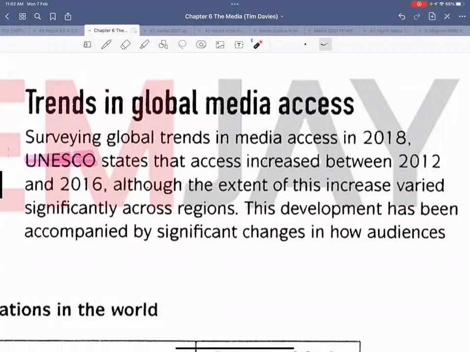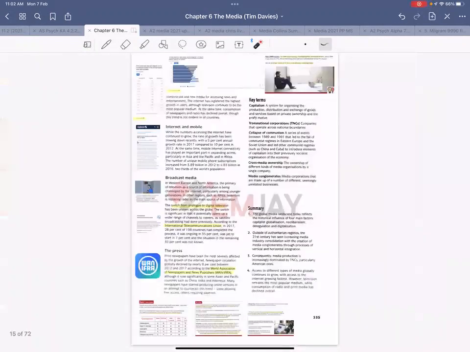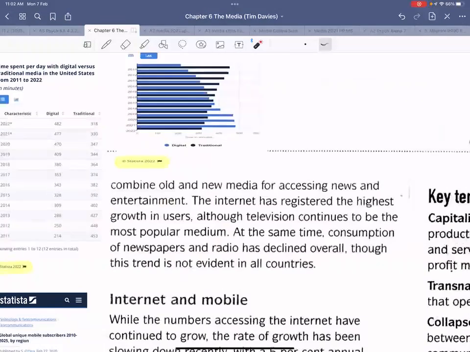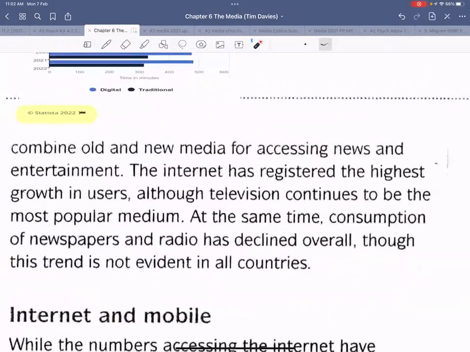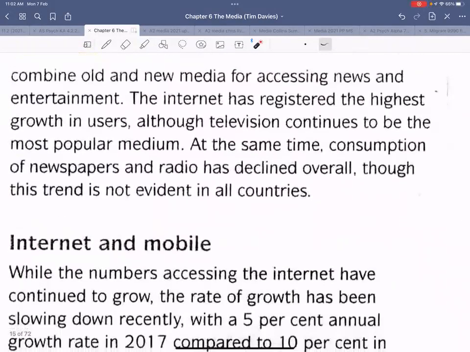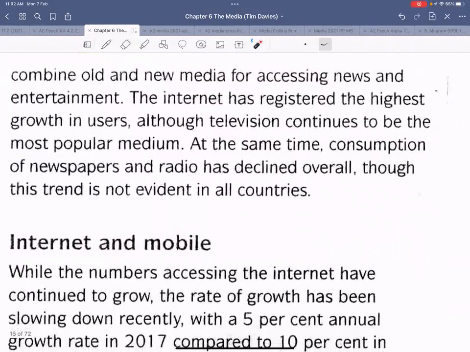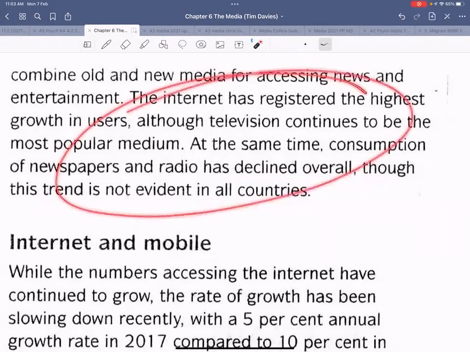This development has been accompanied by significant changes in how audiences combine both old and new media for accessing news and entertainment. The internet has registered the highest growth in users, although television continues to be the most popular medium. At the same time, consumption of newspapers and radio has declined overall, though this trend is not evident in all countries. Now, whatever is written over here, we all know this.